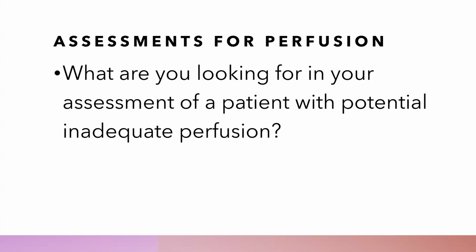and then peripheral pulses should be equal bilaterally. So we want to make sure that they are equal. That's the reason why we compare from one side to the other. So we are going to check our radial pulse on the left wrist and our radial pulse on the right wrist. Are they equal? Or is one side threadier than the other? Is one side almost absent?